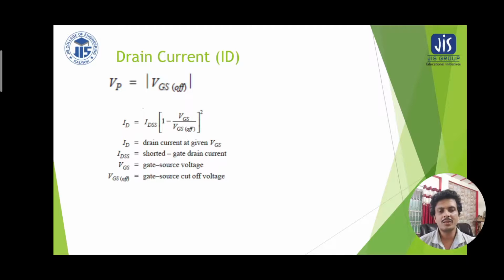Therefore, none of the charge carriers will flow from source to drain. So the particular gate to source voltage is known as pinch off voltage, and it has importance to derive the magnitude of the drain current. As the equation shows, ID is equal to IDSS multiplied by (1 minus VGS by VGS(off)) whole squared. So here VGS(off) stands for the pinch off voltage.